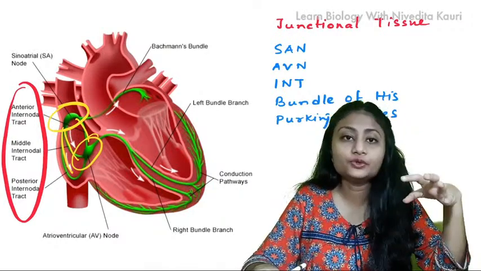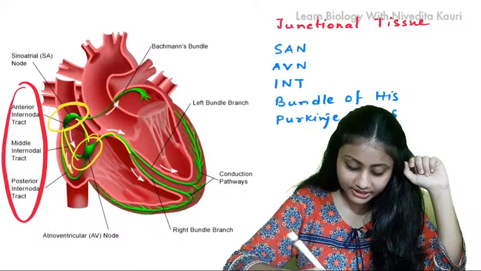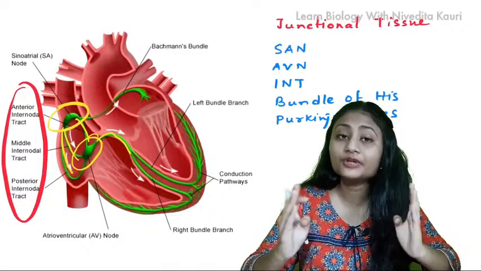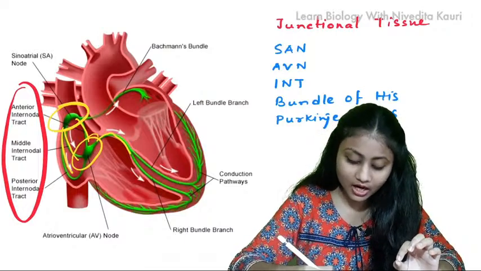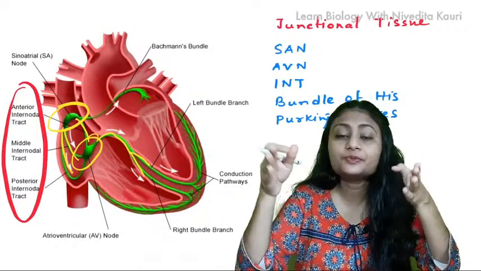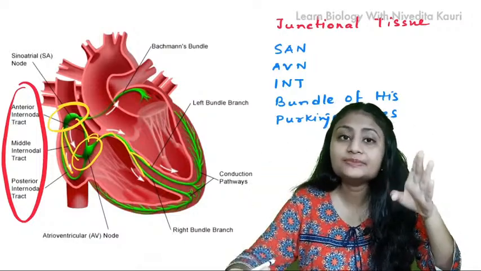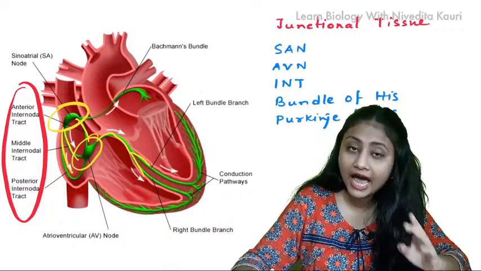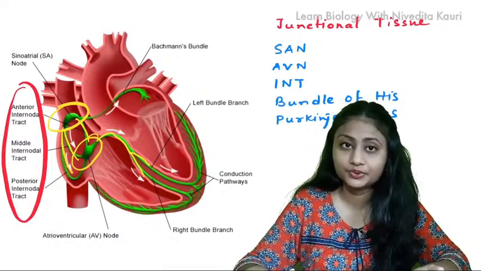Then from the AV node arise the bundle of His. The bundle of His then crosses the atrioventricular septum. It goes along the interventricular septum for some distance and then it divides into two branches, the right and left branches. The right and left branches of bundle of His then divide and subdivide to ultimately produce the Purkinje fibers. The Purkinje fibers have the highest conduction velocity among all the junctional tissues.